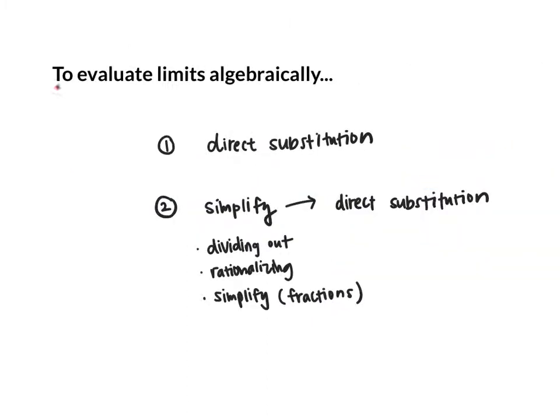Again, to recap, to evaluate limits algebraically, always try direct substitution first. And if it doesn't work, you get an indeterminate form of 0 over 0, you will need to simplify and then direct substitute. So two of the simplification processes that we looked at were the dividing out technique and the rationalizing technique. You may also need to just simplify. You might have complex fractions where you need to make it into a single fraction over a single fraction, and then multiply by the reciprocal, and then do direct substitution. You'll see like 1 or 2 problems in the homework like that.